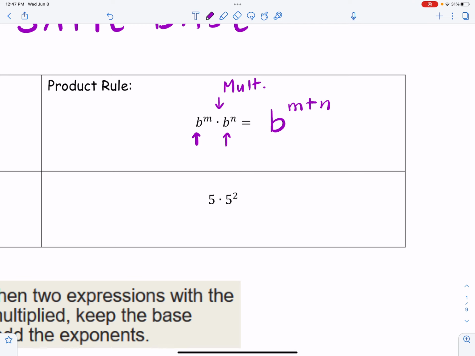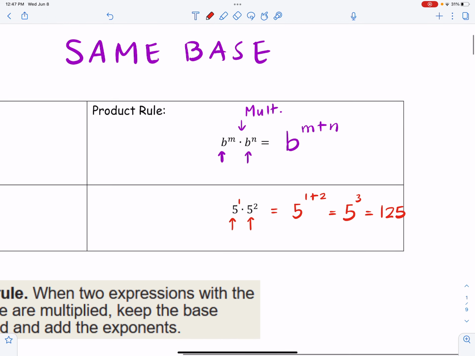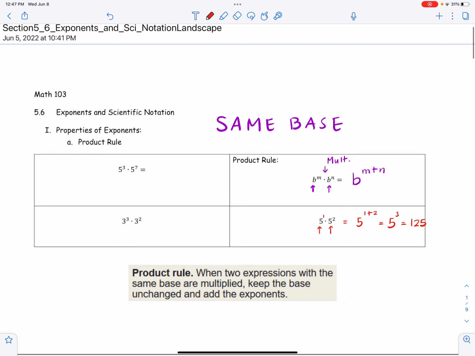All right, so an example of that here. Notice these both have a common base, and as you know, if there's no exponent showing, it's assumed to be a 1. So I look at this, I see the bases are the same, I keep the common base, and because they're being multiplied, I add the exponents together, and this becomes 5 to the third power. And if I use my calculator to evaluate that, that's going to give me 125. All right, so that's your product rule. A couple other examples for you to try and check with the completed notes later.